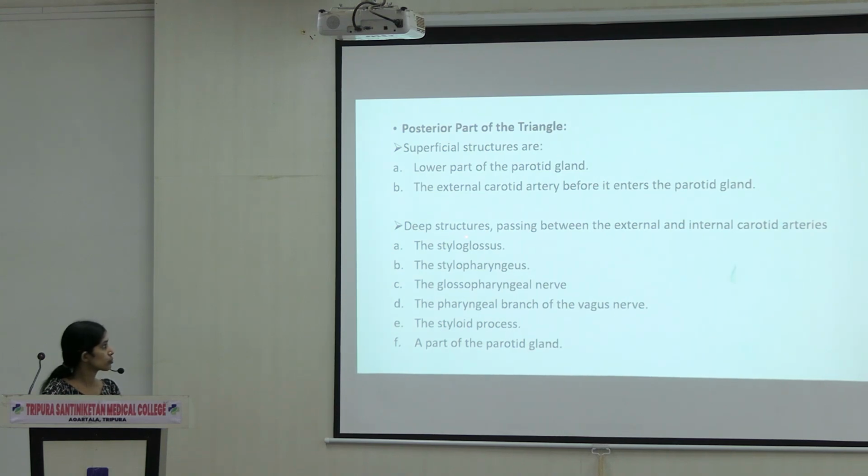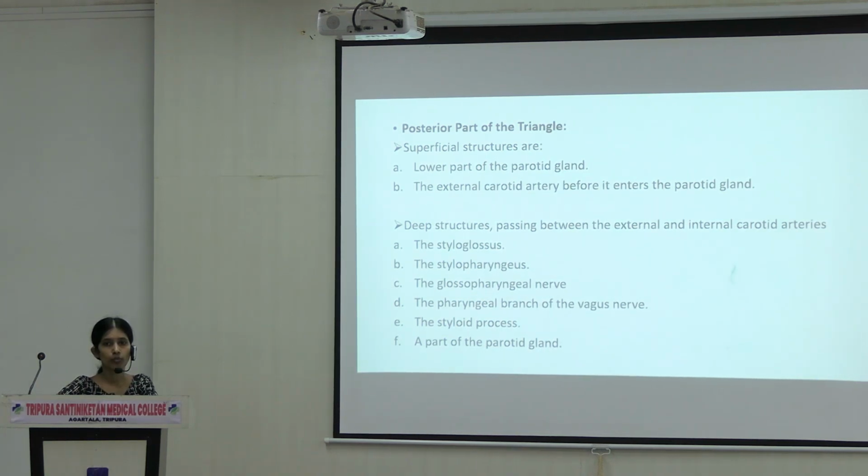Okay. Deep structures present in your triangular region are the styloglossus muscle, stylopharyngeus muscle, glossopharyngeal nerve, and the pharyngeal branch of the vagus nerve. How many branches are there in the vagus nerve? What are the branches of the vagus nerve? At least how many branches are there?